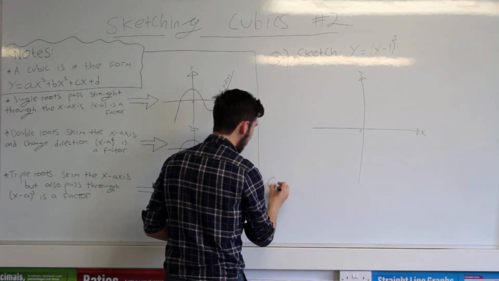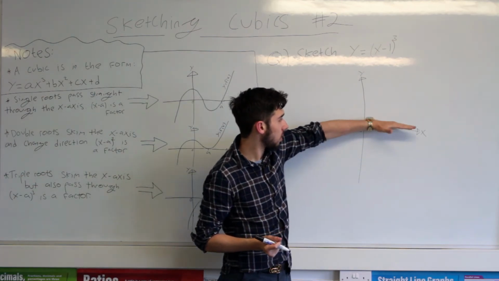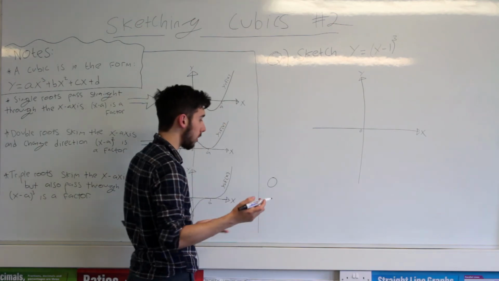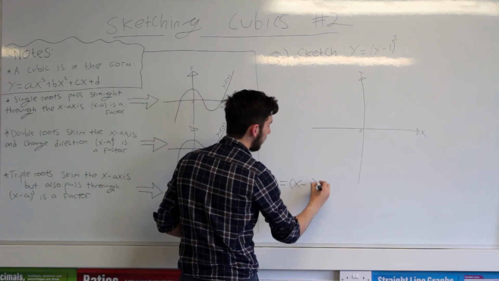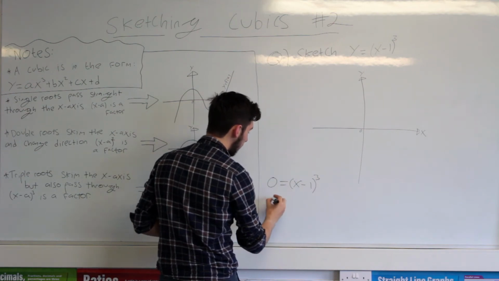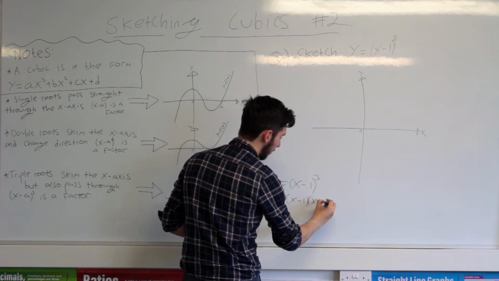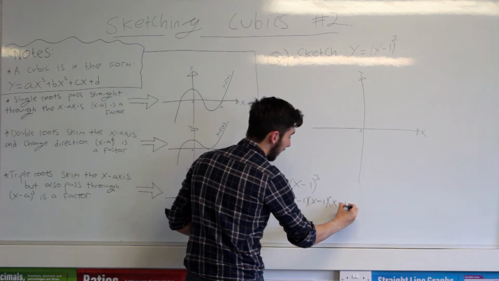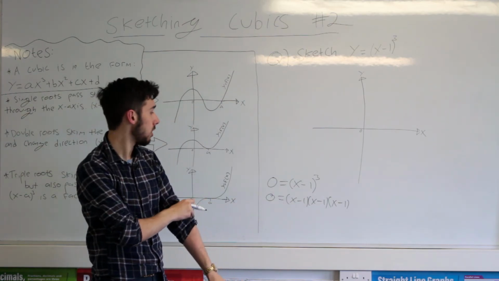So let's say 0, because guys, once again, when y is 0, we're on the x-axis, that's what we want. We want to know when we're on the x-axis. 0 equals x minus 1 cubed. If we want, we can rewrite this as x minus 1 multiplied by x minus 1 multiplied by x minus 1. So we've got 3 lots all multiplying together. That means x minus 1 cubed.